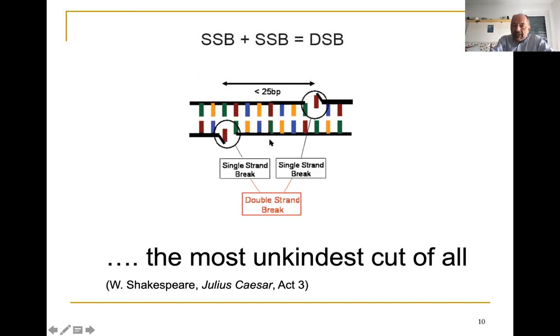Imagine that they are perfectly blunt. You have a cut where you have a single-stranded break here and a single-stranded break here. In that case, you see that you now have two strings. To rejoin these two strings is not so easy. So that's the most dangerous type of damage.